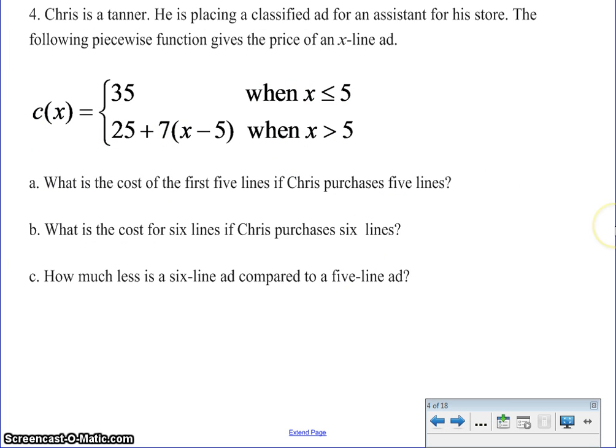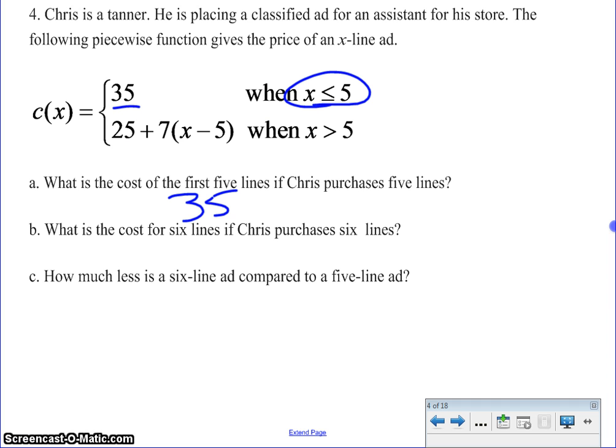All right, number 4, it says Chris is a tanner. He placed a classified ad for an assistant for his store. The following is the piecewise function for an X-line ad. So A says, what is the cost of a 5-line ad? Well, if I look at my qualifiers, or my when, the first one says when X, or number of lines, is 5 or less. So it's asking about 5 or less, so I know the cost is simply $35.